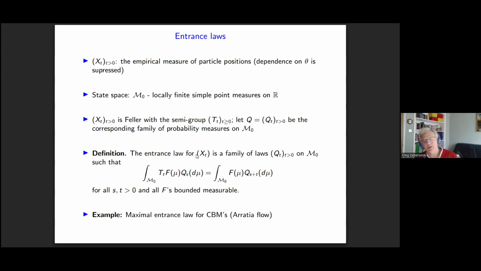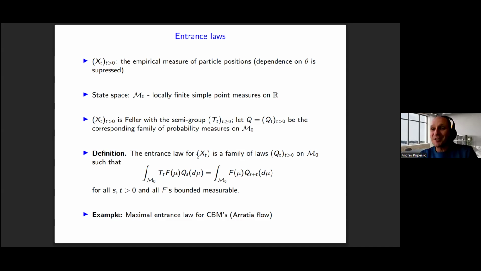Well, not necessarily. That's why they're entrance laws. They don't start necessarily with anything. Let's take the maximal entrance law, which roughly corresponds to you starting at every point of space. The only requirement is to have a semigroup property for all positive times. So in other words, initially you are not in M naught, but for all positive times.